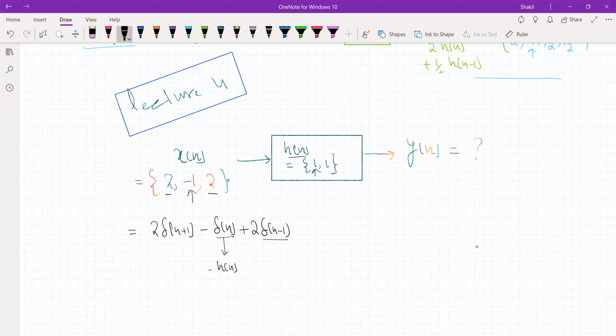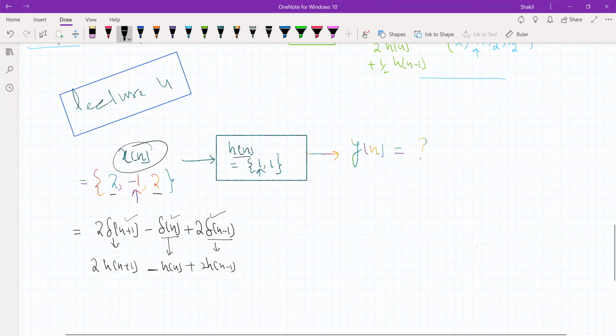Same way, if the input is twice delta n minus 1, and the system is a time invariant system, the output should be twice h of n minus 1. Same way, if the input is twice delta n plus 1, the output should be twice h of n plus 1. Now we are applying this as a whole as the input to the system. So what should happen to the output? We have broken down this input into individual delta signals, so the output should be simply the sum of these individual responses.